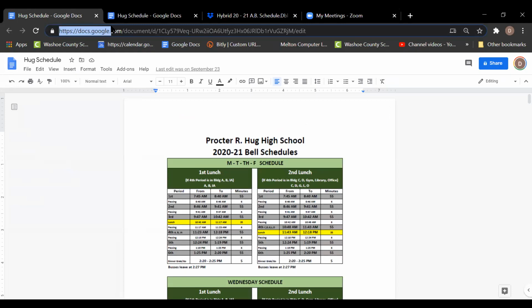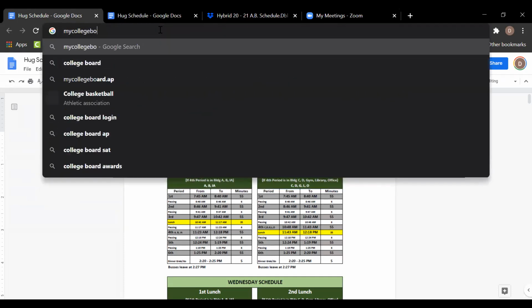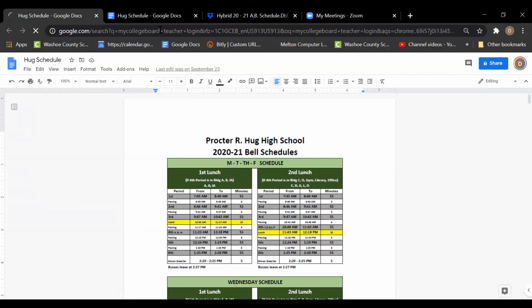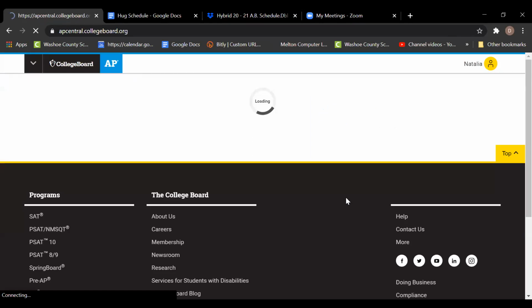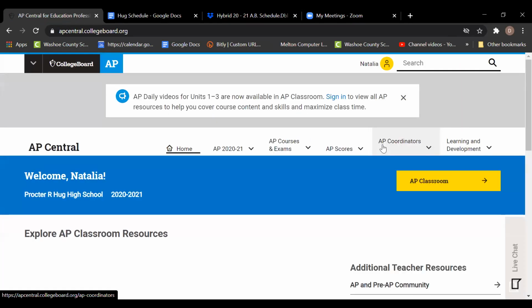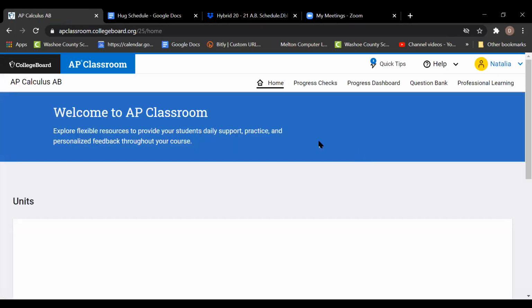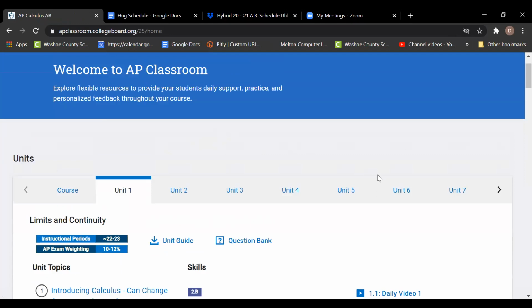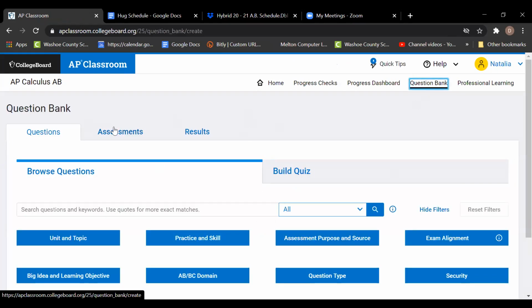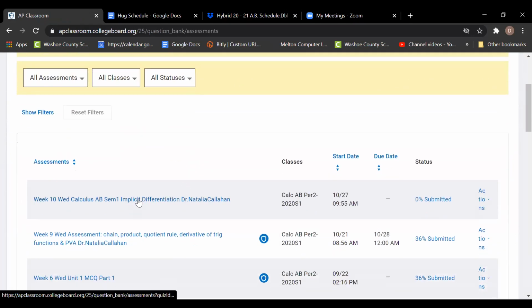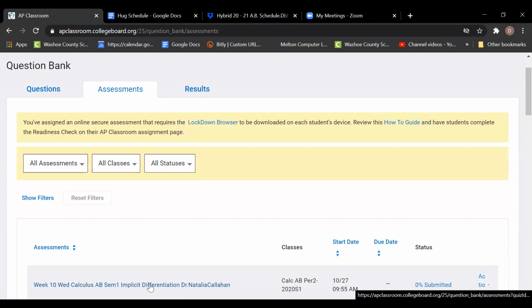We can do this through My College Board. I have a teacher login, but of course you will have the student login. So we're going to log in. Once you log in here, you should be able to go to your AP Classroom. Come on, slow Wi-Fi. It's actually pretty fast Wi-Fi, but still, I'm like, come on, move it. All right, then you're going to go to your assessments, and it is going to be right here where it says Week 10 Wednesday Calculus AB Semester 1 Implicit Differentiation, Dr. Callahan, and you're going to take that quiz.